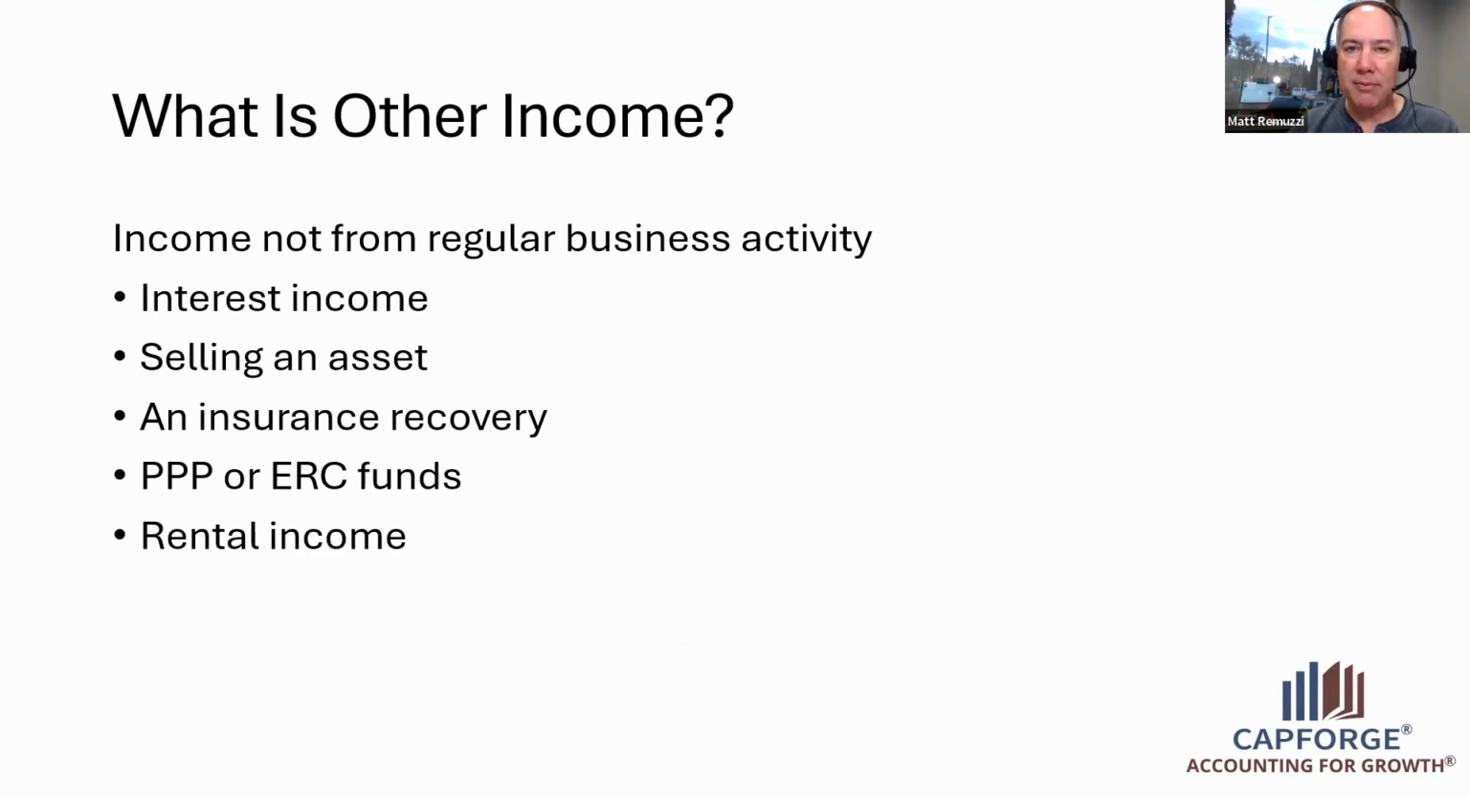Or if aside from the normal course of business, you have a rental property, you get rental property income, that would be other income. Or if you have an investment, it pays dividends, or you sell it and make money from that investment, but that's not your main line of business, that would go into other income.